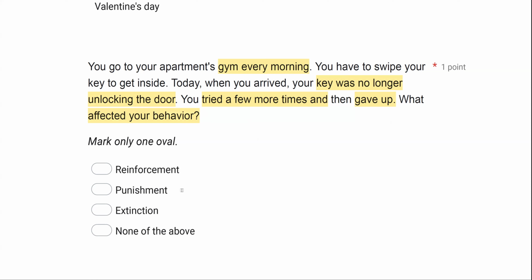What is the difference between punishment and extinction? With punishment, the consequence adds something or takes something away. With extinction, something is simply withheld. And here, your reinforcement for swiping the key was withheld. Your previously reinforced behavior of swiping the key no longer contacted reinforcement, so you eventually gave up. And so, what affected your behavior would be extinction. You trying a few more times would be part of the extinction burst.